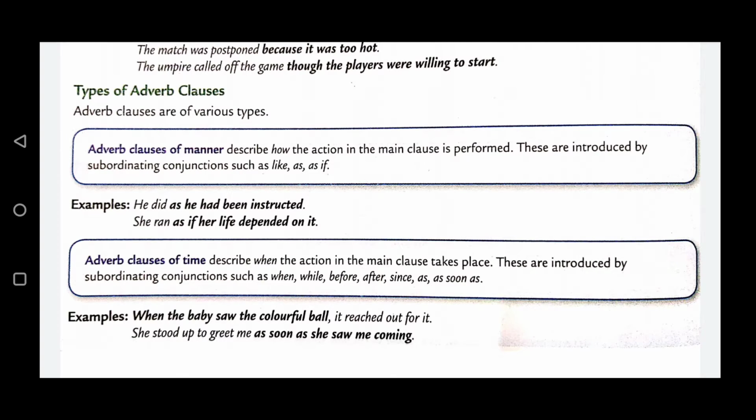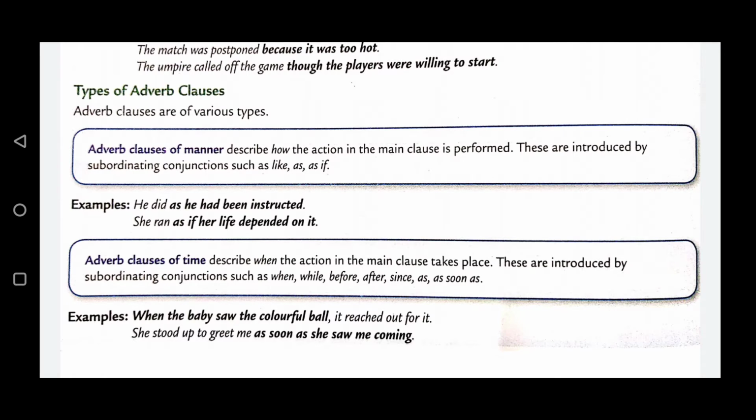She ran as if her life depended on it. How did she run? As if her life depended on it. So again you can see how it is answering the question how. If you want to identify an adverb clause of manner and you get an answer to how, you find your adverb clause of manner. The subordinating conjunctions normally used for adverb clauses of manner are like, as if. These are the only words we can use for adverb clause of manner.